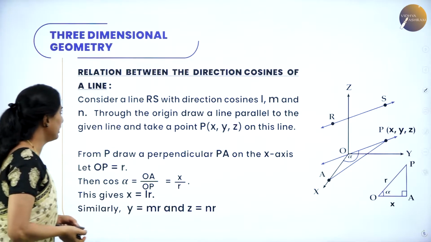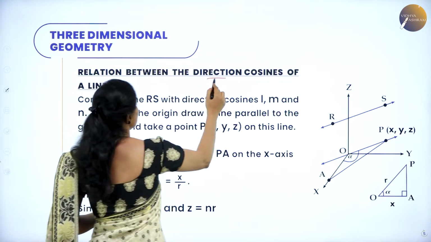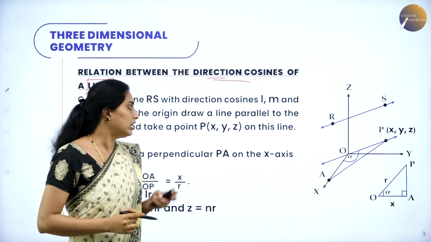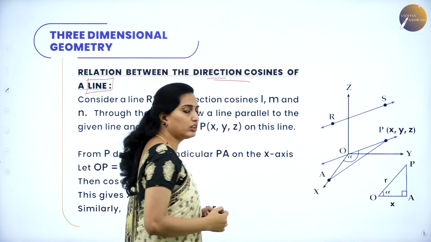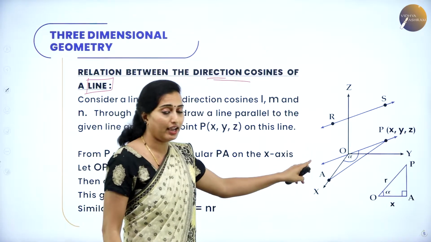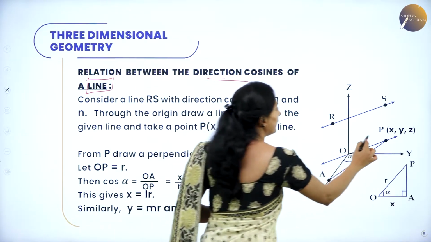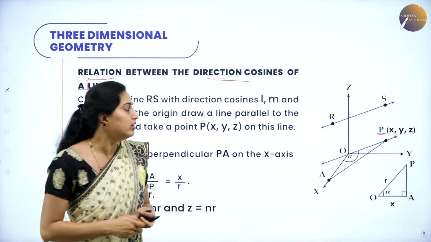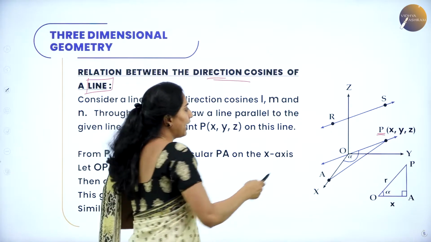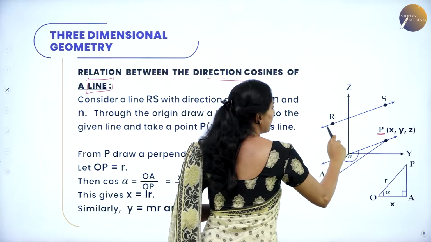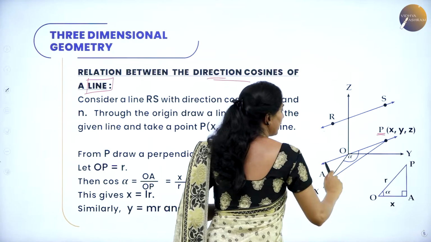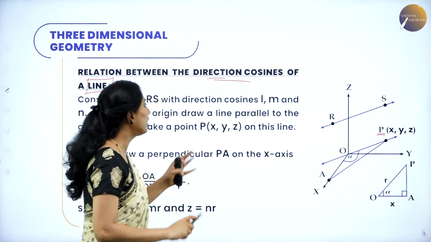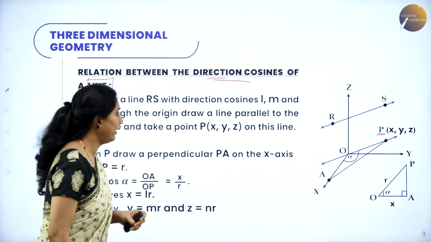Now we'll be moving on to the next relation between the direction cosines of a line. So what line have I taken here? You can observe that along the x-axis I have taken a line, and here I have taken P of x comma y comma z as any point on that line. That line is parallel to another line, which is RS. This is AP, understood? And it makes an angle alpha, as I have taken in the explanation.